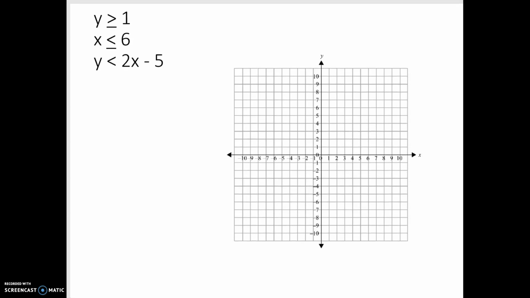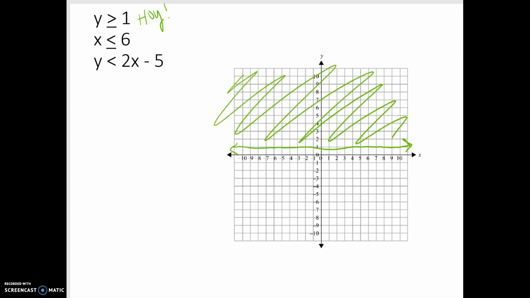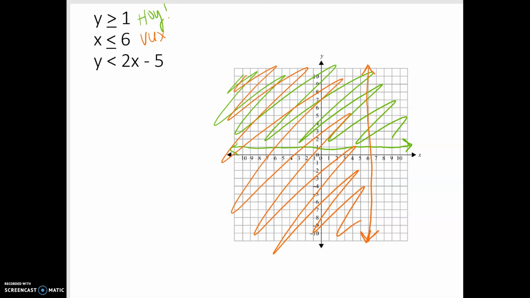So this first one is y is greater than or equal to 1. So again, this is a horizontal line. This time it's at +1 and it's solid. And we are saying greater than, so above my line. My second one, I've got a vertical line. Again, this one is at x equals 6, also a solid line. And it is less than. So I'm going to shade things that are to the left, less than that.